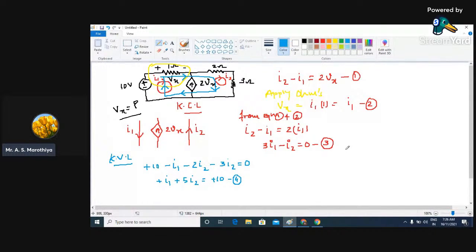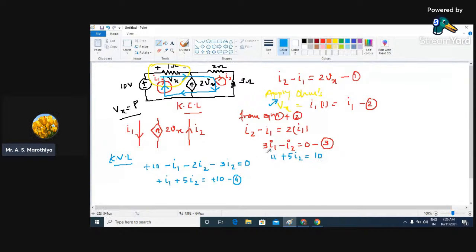Now see here, equation number 3 we have in terms of I1, I2, and equation number 4 we again have in terms of I1, I2. The thing is that we need to solve these equations and find the value of I1 and I2. Once we know the value of I1, we can easily find the value of Vx, because according to our equation, Vx is exactly equal to I1, and this is what we need to find out. That's it. So if you solve equation 3 and 4, here I can write this as I1 plus 5I2, this is going to be equal to what?